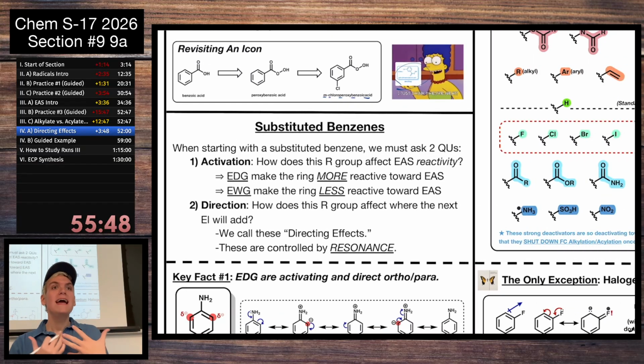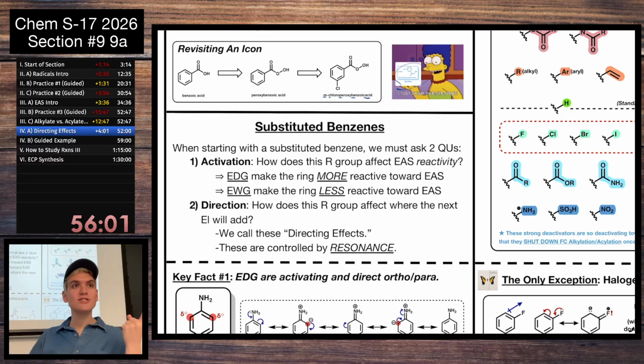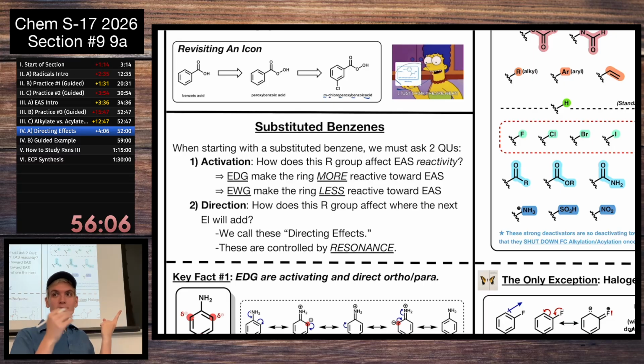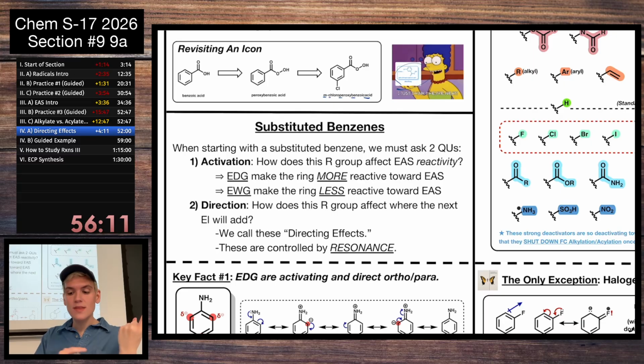So, when we have substituted benzenes versus just reacting with plain Jane benzene, there are basically two questions that we are asking about how the thing on the ring affects the benzene. The first question is a question of activation. Does the thing that we put on the benzene make the benzene more reactive in EAS reactions or less reactive in EAS reactions? Typically, this is based on whether the thing that's on the ring is an electron donating group or withdrawing group. If it's donating electrons into the ring, let's think about, for the EAS reactions, is benzene a nucleophile or an electrophile?